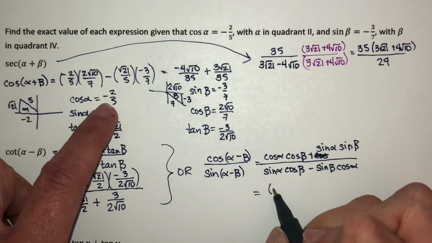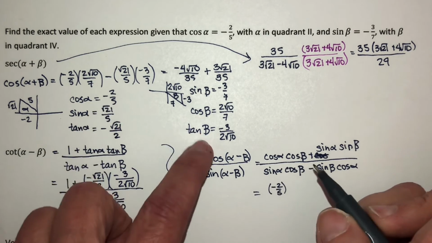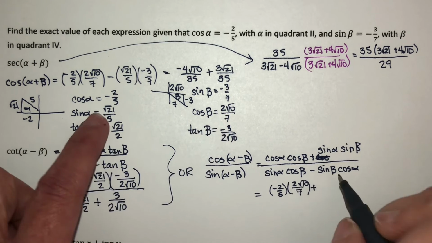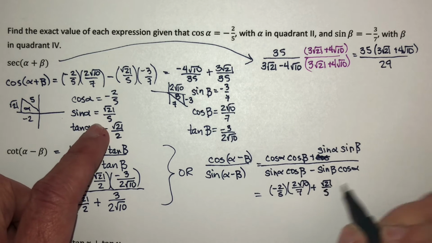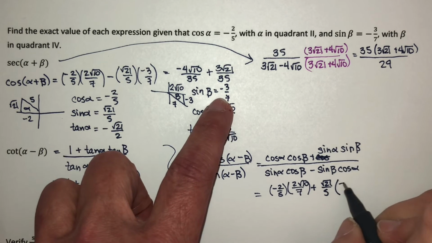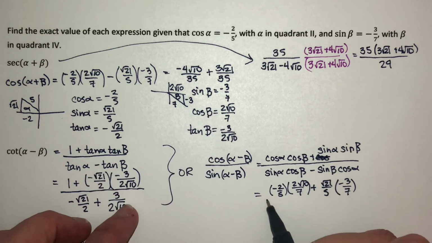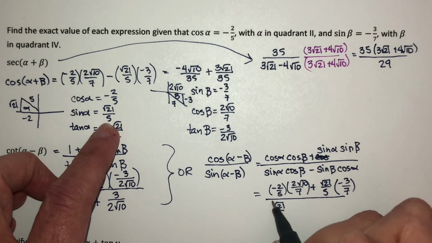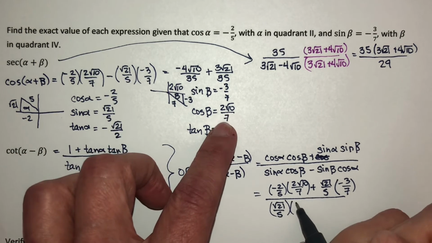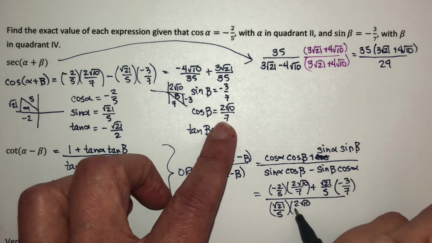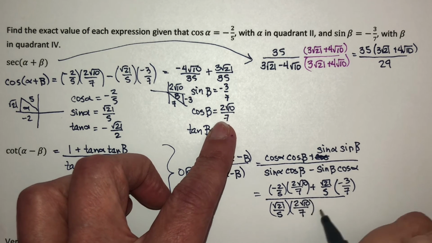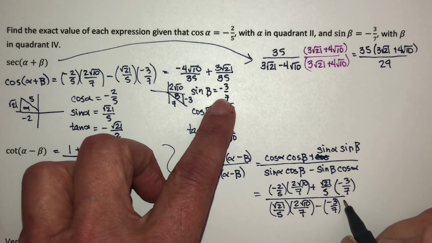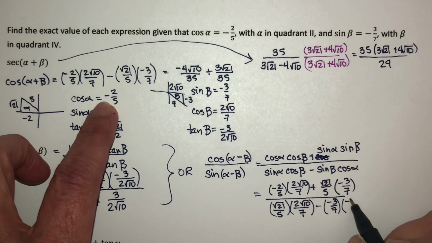And so this would be negative 2/5 times 2 square root 10 over 7 plus square root 21 over 5 times negative 3/7 over square root 21 over 5 times 2 square root 10 over 7 minus negative 3/7 times cosine of alpha, which is negative 2/5.